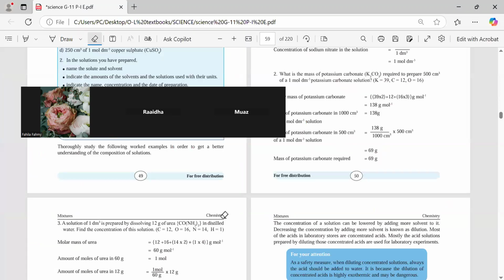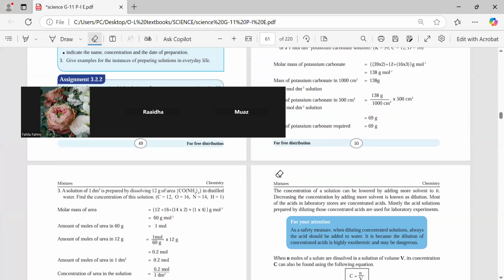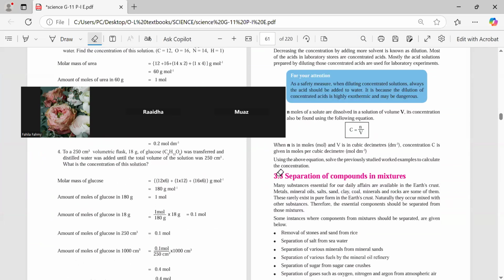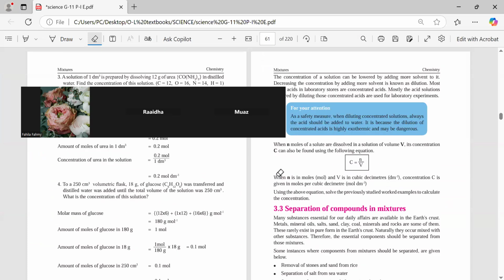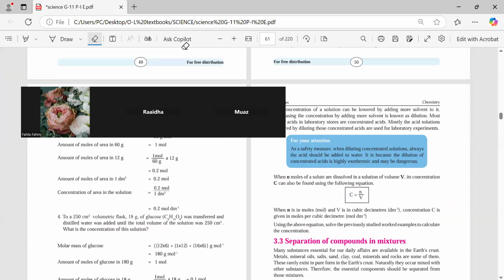So inshallah, go through the worked examples. You have four sums. Go through them and let me know if you have questions. That would be your homework. You are supposed to do the sums without looking at the answers. Any further questions? No, miss. No questions.